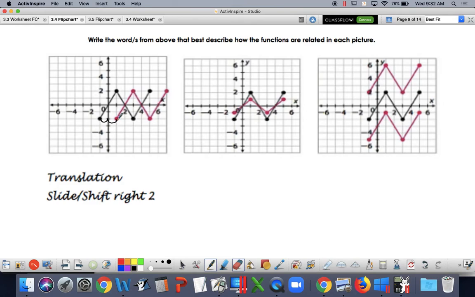Now let's look at this next one. I started out with the black one, and then I kind of pushed it into the x-axis. So what I did is I compressed it. Now when you talk about either a stretch or a compress, you have to say by what amount.